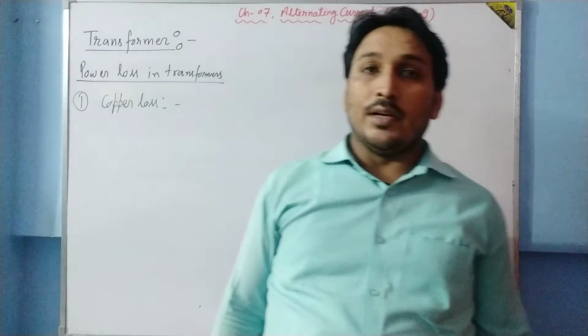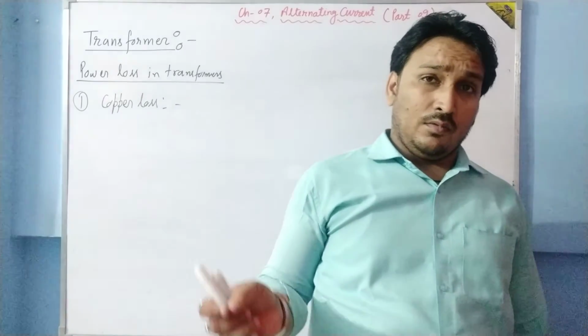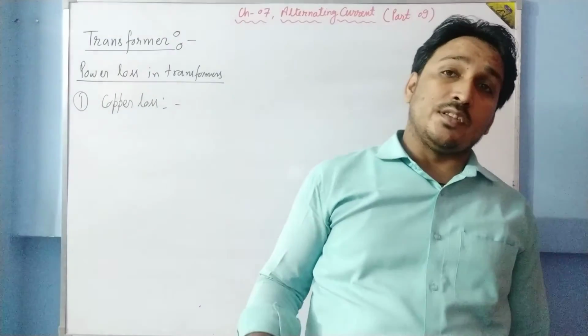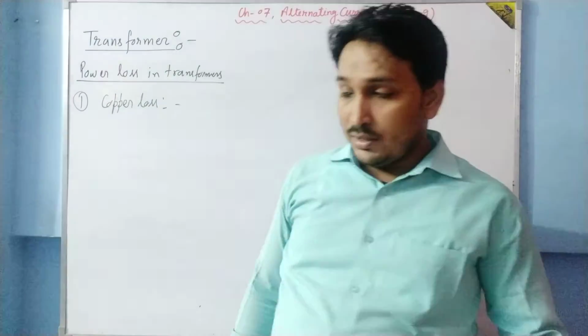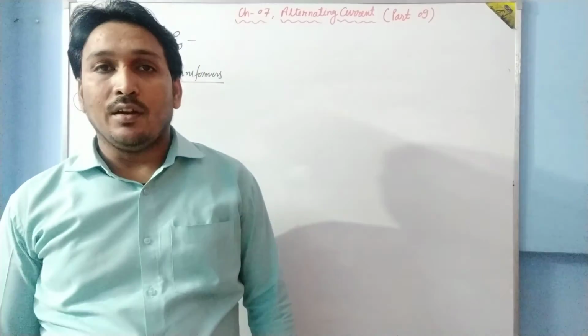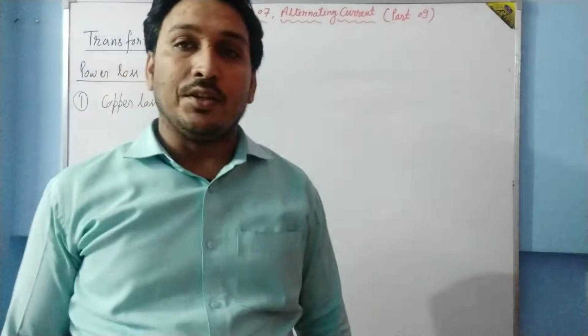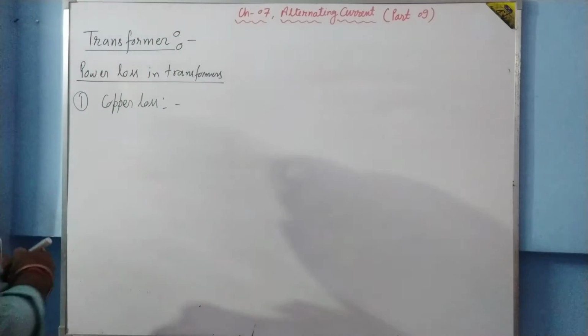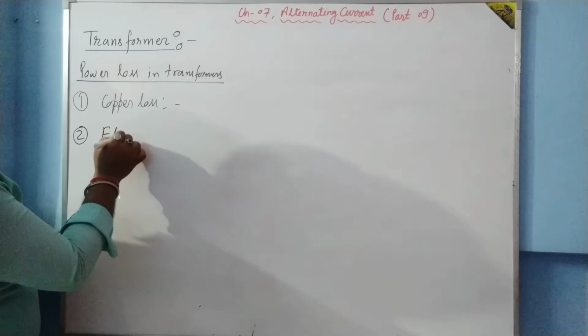How can it be minimized? We cannot make it zero. We cannot take a perfect conductor. There must be some resistance, and if resistance is there, there must be heat loss, and that is called copper loss. How can this copper loss be minimized? We can take thick copper wires, wires of less resistance, but we cannot make it zero. The second loss is flux leakage loss.